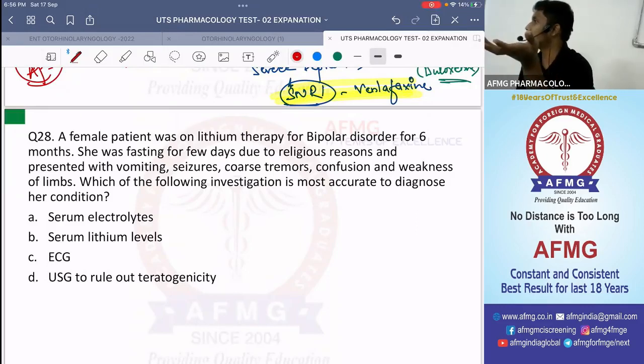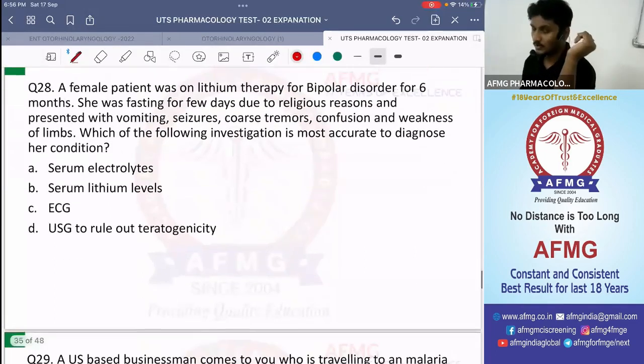You give soda bicarbonate to patients. In TCA toxicity, one of the important side effects of TCA is metabolic acidosis. They can even cause seizures. No issues with this. Question number 28.